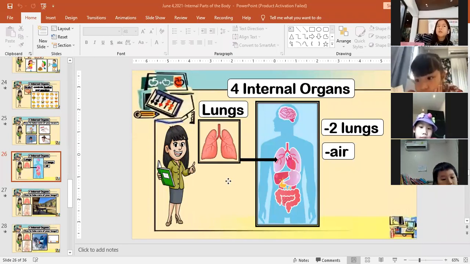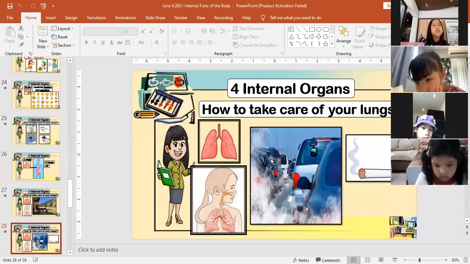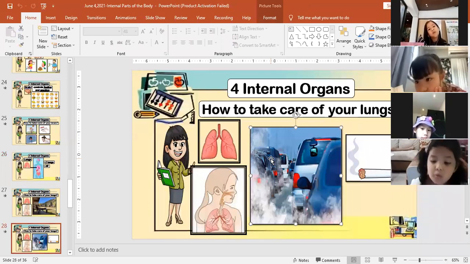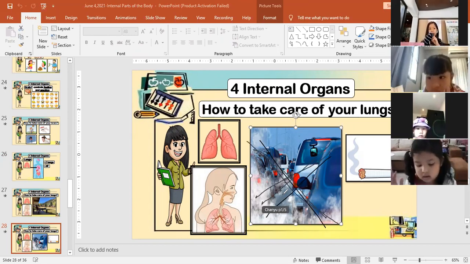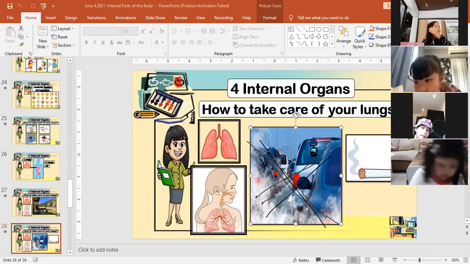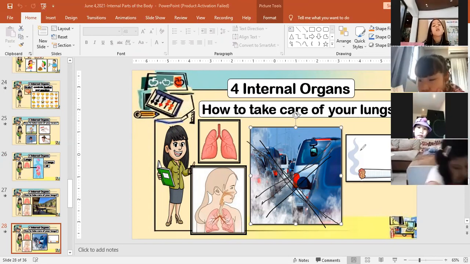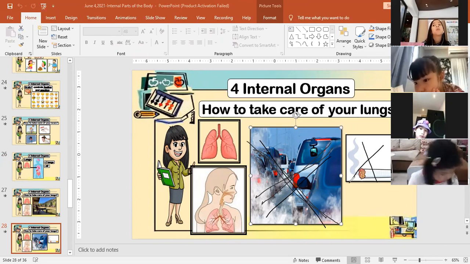How about this one? What will you do, or how do you take care of your lungs? First, when there is fresh air, you need to go outside to breathe in fresh air. Another one we have, do not go outside when there is smoke. For example, when there are many cars, do not go outside. What will you do if there is smoke? What will you do with your nose? You will close your nose, right? How about when there is someone smoking? You also close your nose, or you wear your face mask.